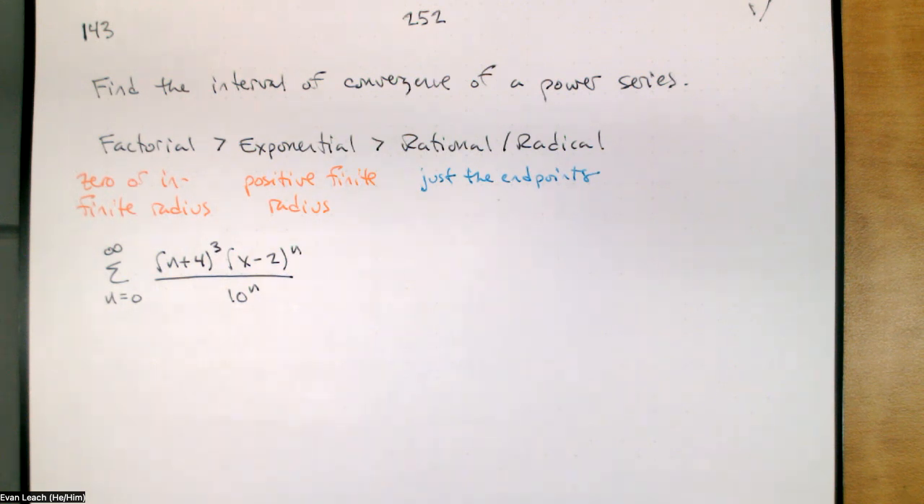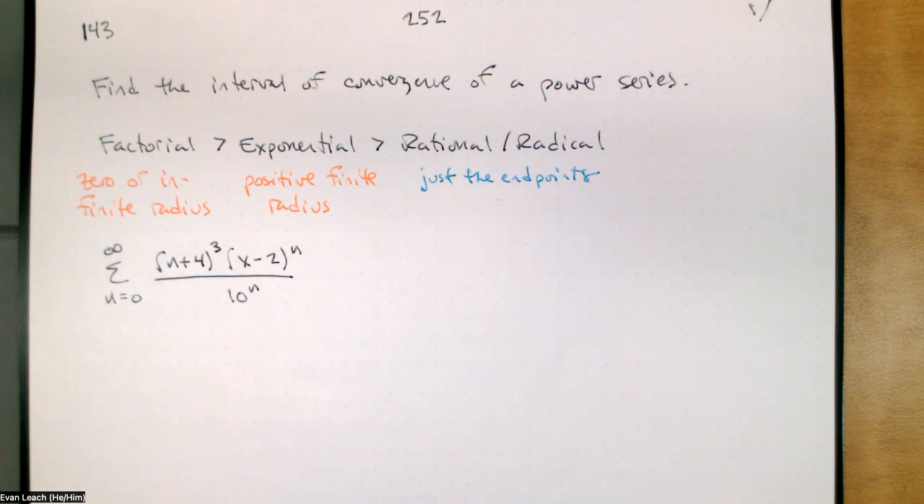All right. So looking at this example here, I've got an n plus 4 cubed. That's a rational part. That's only going to affect the endpoints. You notice that this rational part, n cubed, is in the numerator. That means at the endpoints, we're going to have an n cubed or an alternating n cubed. So this tells us that the endpoints are out. We are not going to be worried about the endpoints. The x minus 2 to the n tells us that the center of this series is at 2. And 10 to the n in the denominator, that's an exponential factor, tells us that the radius of convergence will be 10.